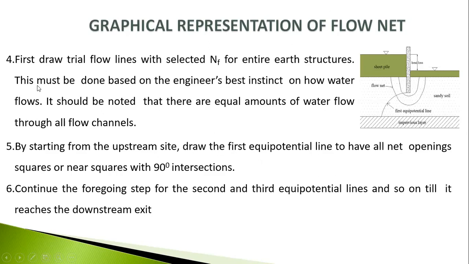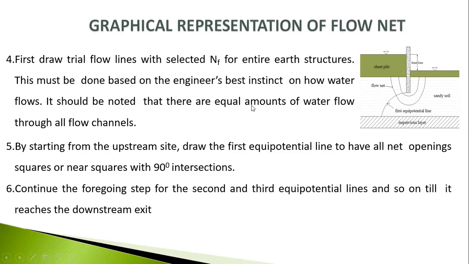The fourth step is to first draw trial flow lines with the selected NF. Now we have to draw the flow lines. Suppose we took NF equal to 4, then we have to draw 4 lines: 1 line, 2 line, 3 line, then 4 line in the earth structure. This must be done based on the engineer's best instinct on how water flows. So basically the engineer will determine how many lines we have to draw based on the water flow.